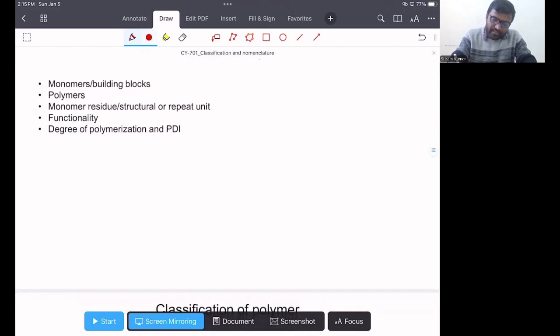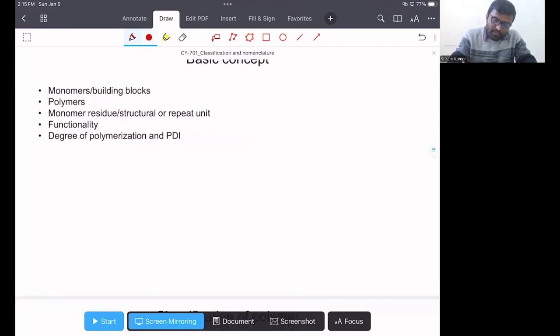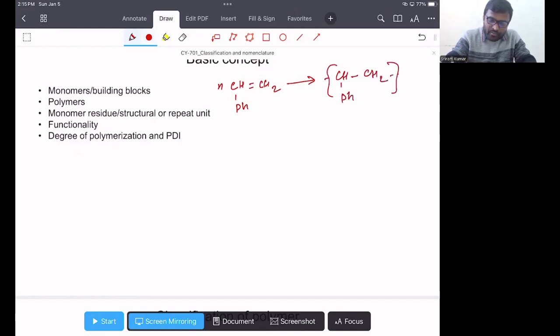Suppose we take the example of polymers, if we take the styrene example, and if n number of these molecules polymerize, what happens? We have a polymer.